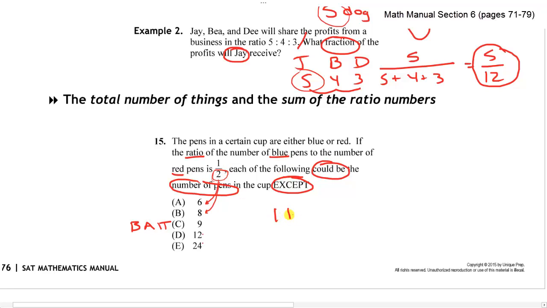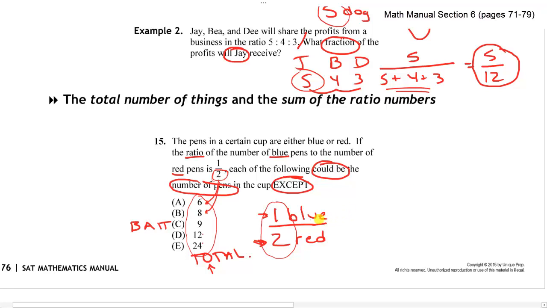So I have 1 blue over 2 red. So these numbers in the answer choices are not possible numbers of red pens. These are possible numbers for the total number of pens. So neither this 1 nor this 2 is immediately relatable to this total. The way that we have to relate the 1 and the 2 in our ratio numbers to the total is we need to do what we did in these previous examples.